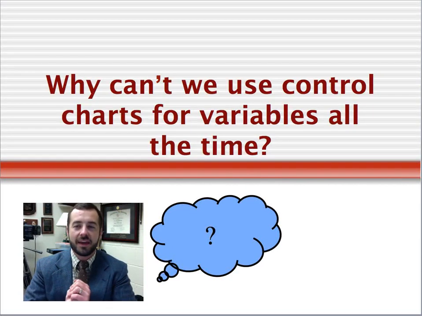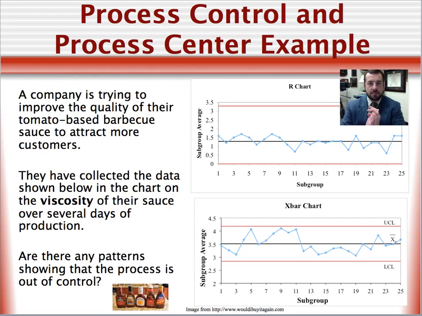Question is, why can't we use control charts for variables all the time? To answer this question, let's come back to this example of the food company making a tomato-based barbecue sauce. In this case, we identified viscosity as a quality characteristic, and we could use that characteristic to determine whether the product was good enough or bad enough.